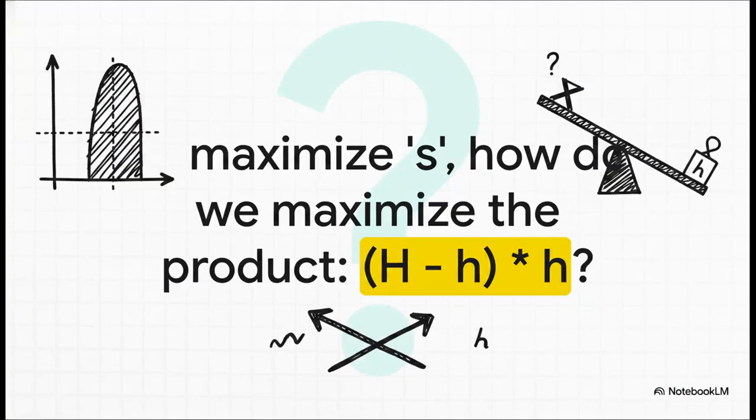Let's look inside this equation. To make s as big as possible, we need to make the stuff inside the square root as big as possible. And what's in there? It's a product of two things, H minus h and h. Now think about what those represent. H minus h, that's related to our launch speed, and h is related to our flight time. We're trying to maximize the product of a speed term and a time term. This is that trade-off we talked about at the very beginning, but now we see it in the math.